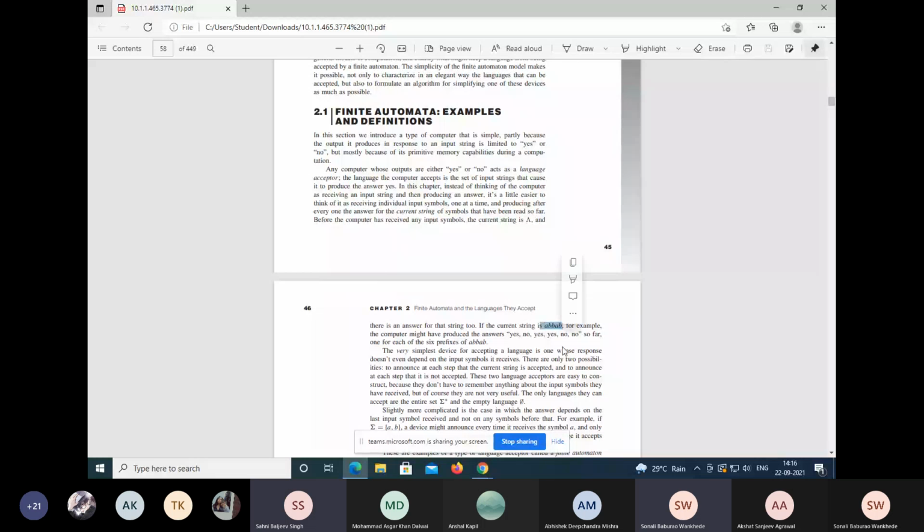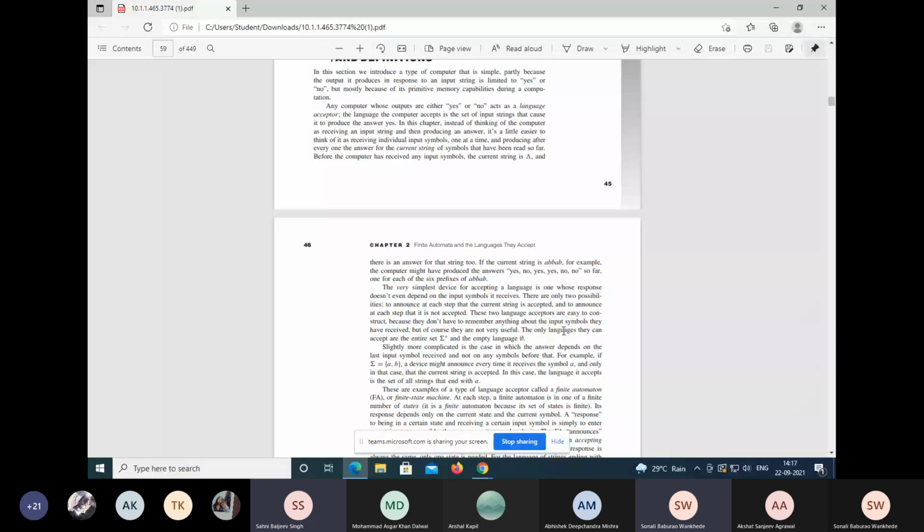Ma'am, how come there are six prefixes? I have a doubt in that. Okay, wait a minute. Yes, there are five. It's a printing mistake. Even in the answer, they've written yes, no, yes, yes, no, no. There's some error there as well. Yeah, there is a typing error over here also. Yeah, I can see that.